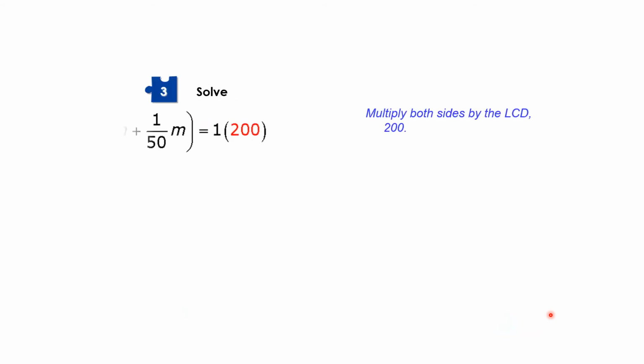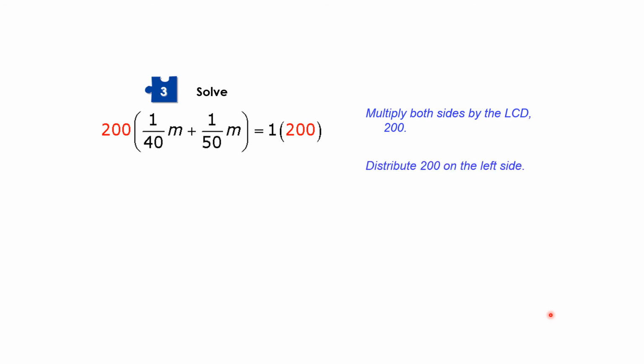Solve. Okay, multiply both sides by 200 because 200 is the LCD of 1/40 and 1/50. So, distribute 200 on the left side. Ganun lang siya. Then simplify. Bakit naging 5m na lang siya dito, guys? Because 200 divided by 40 is 5, so 5 times m is 5m. Then here, 200 divided by 50 is 4, so 4 times m is 4m. And 1 times 200 is 200. Then combine like terms. 9m equals 200.